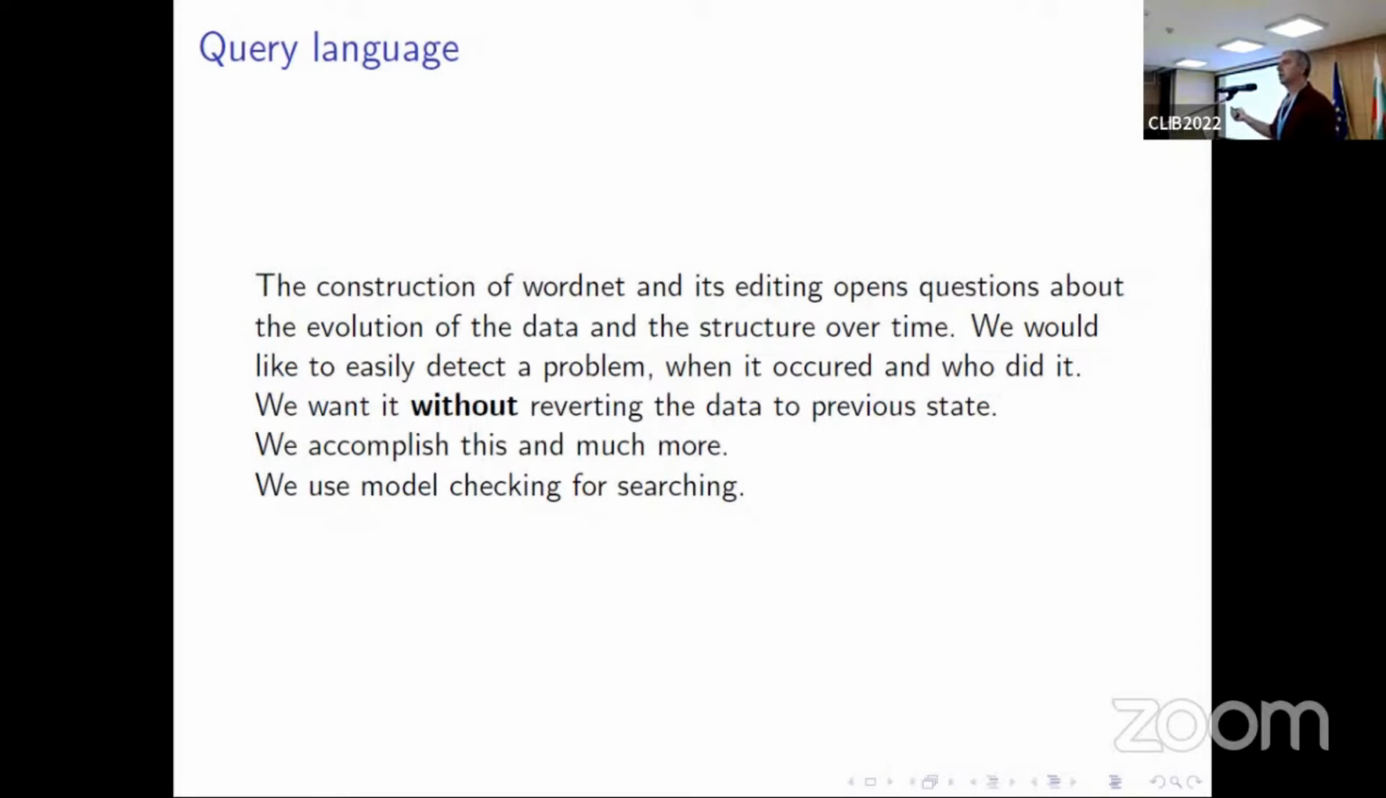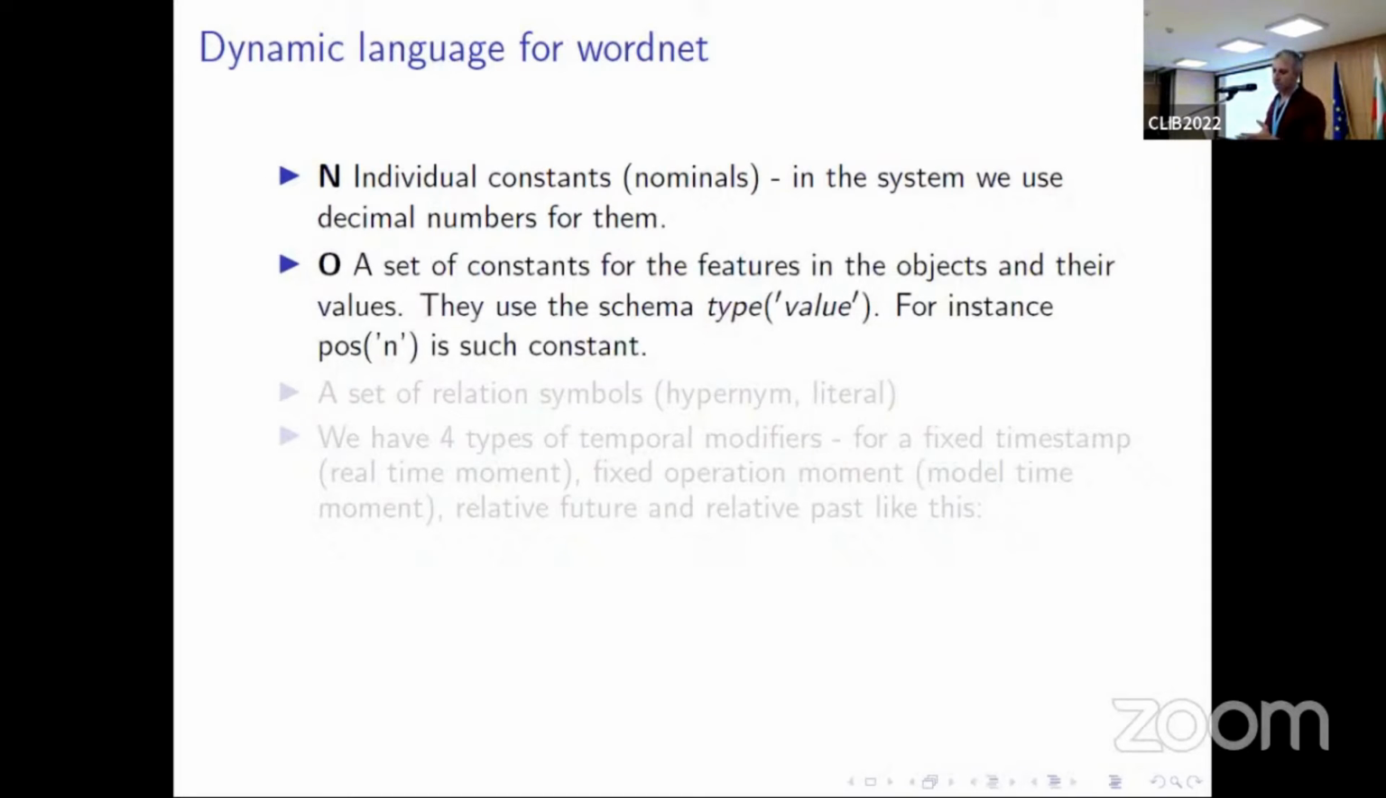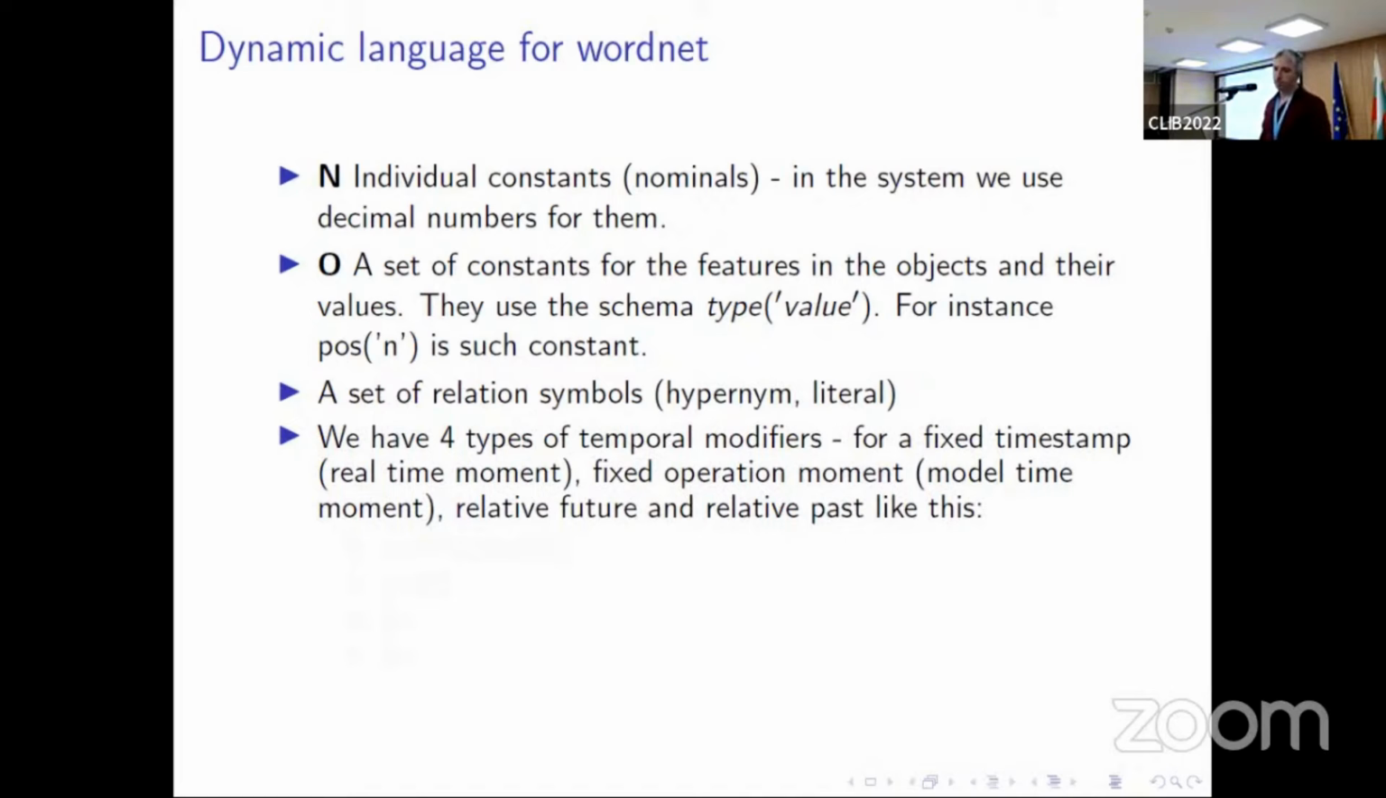For searching, we use something that is called model checking. So when you say, I want this query, what you receive from the system is the object in which this query is true. I'll show you an example in a minute. So we have something like constants in the language. These are the atomic formulae. We have some identifiers for every object. We have some constants, like we call them constants, but it's something like this format: type, value. For example, you can search for nouns like this. You say pos and n. That's it. And this particular query will find you the synsets that are nouns. And of course, we have the set of relations. They are used like modalities. We'll see in the examples. And we have 4 types of temporal modifiers implemented.